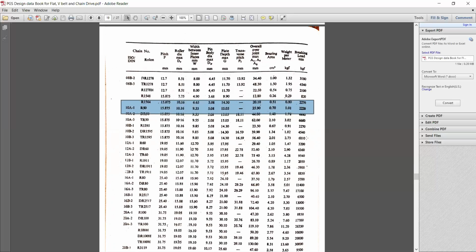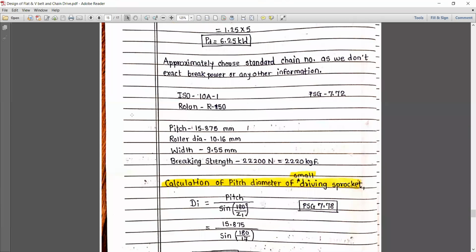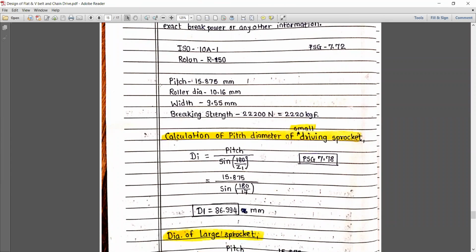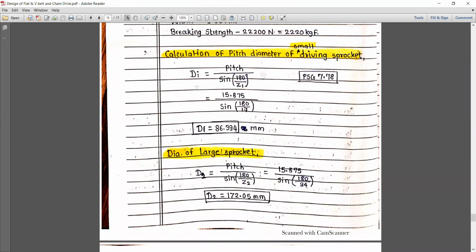Generally the chain is selected based on the break strength. So here I have just noted down the required data. Next one, calculating the pitch diameter. Referring to PSG page number 7.78, the pitch diameter of the smaller driven sprocket D1 is equal to pitch divided by sine of 180 degrees divided by Z1.